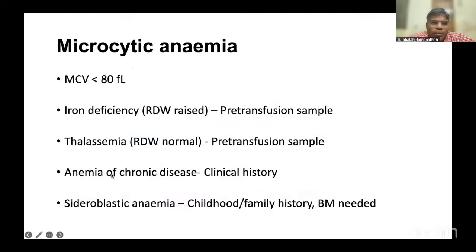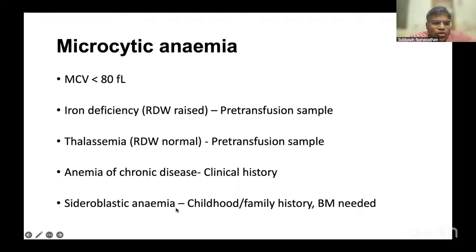So those are the differentials for microcytic anemia. Iron deficiency: think about it, see the RDW when MCV is less than 80, and you should suspect iron deficiency when the RDW is raised, and always do the ferritin on a pre-transfusion sample. Thalassemia, RDW would be normal, but MCV would be low. Again, a pre-transfusion sample is important for doing a hemoglobin electrophoresis. Anemia of chronic disease, it's important to know the clinical history. The patient might be having renal failure or an inflammatory scenario like Sjogren's syndrome, SLE, rheumatoid arthritis, or a mixed connective tissue disorder. So that is important.